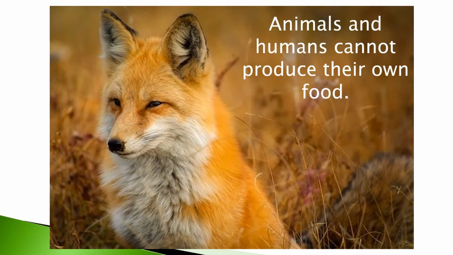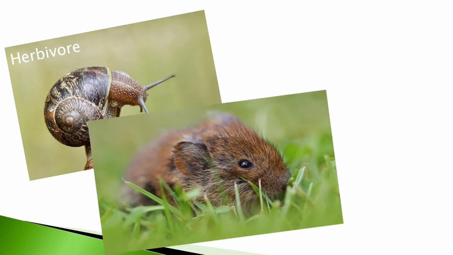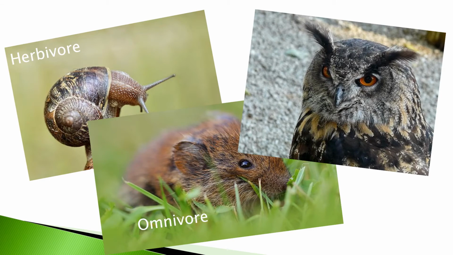Animals and humans cannot produce their own food. Some animals, like this snail, only eat plants. They are known as herbivores. Some animals, like this mouse, eat a combination of plants and other animals. They are known as omnivores. And some animals, like this owl, only eat other animals. They are known as carnivores. None of these animals are able to produce their own food, and in a food chain they are known as consumers.